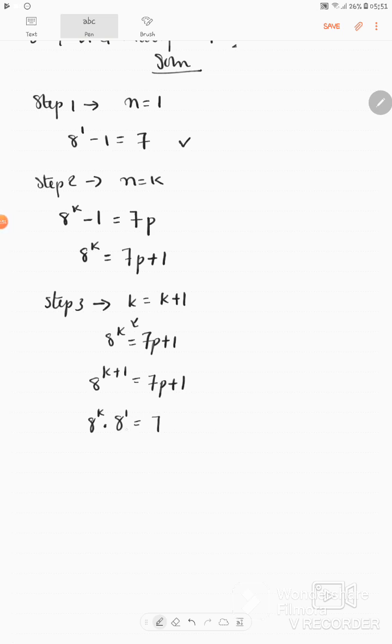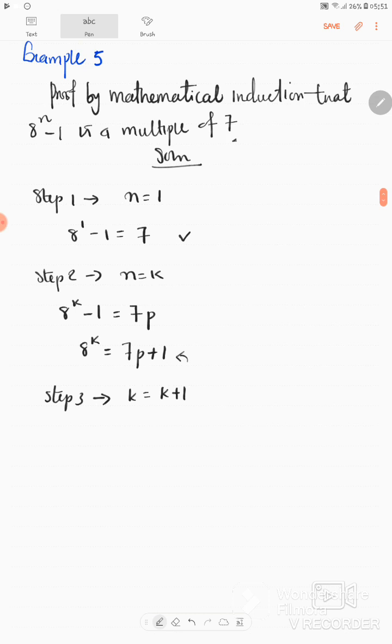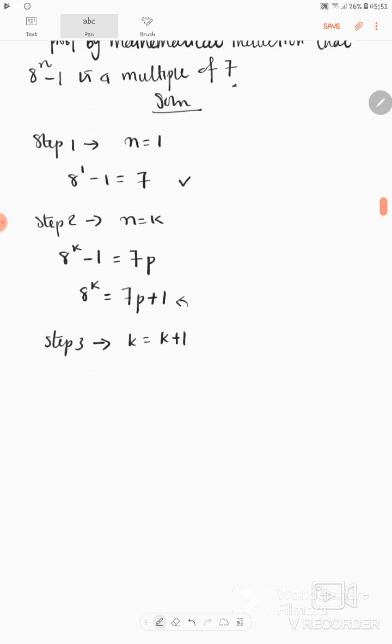Wait, there's an amendment. I made a mistake. We're not going to use this. We're supposed to use the question itself, that is a raised to power n minus 1. Since we're using a raised to power n minus 1, that will be 8 raised to power k plus 1 minus 1. That is, anywhere you see n, you put k plus 1.